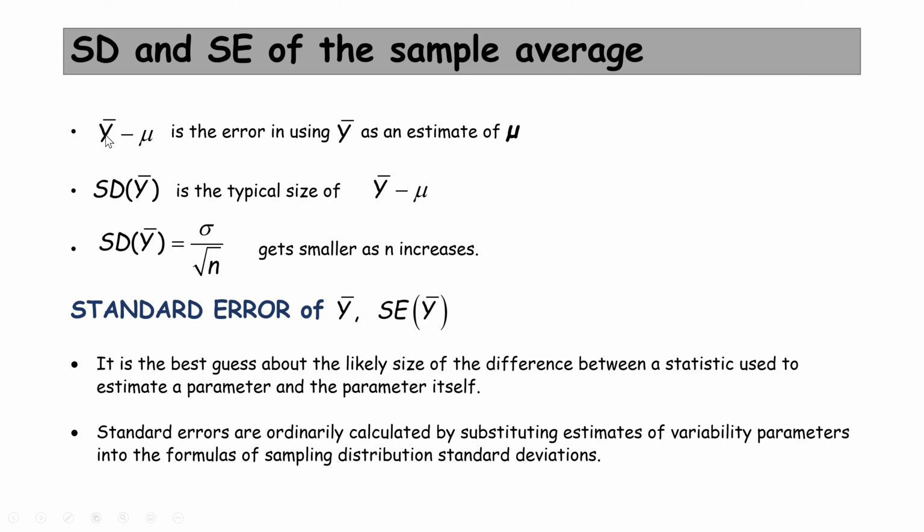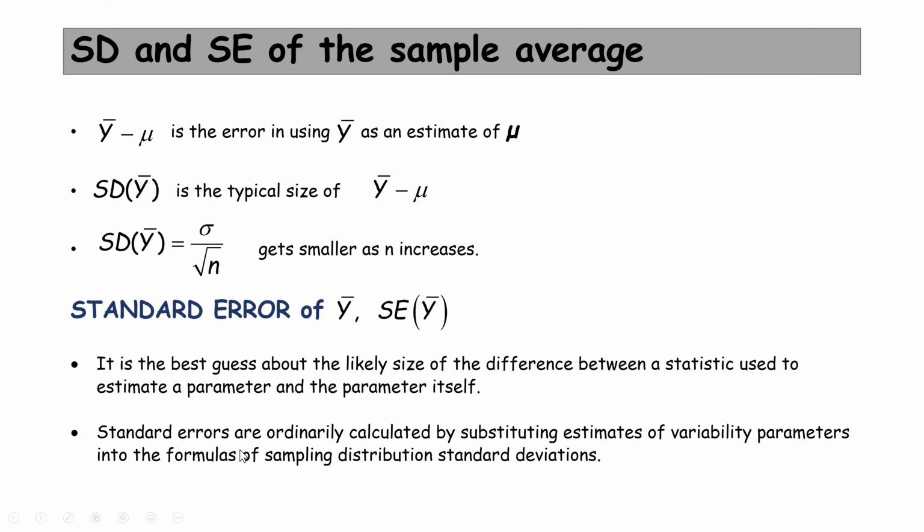Now let's think for a moment, y bar minus mu, what is that? It's the error in using y bar as an estimate of mu. The standard deviation is the typical size of that error, right? It gets smaller because it is divided by the square root of n, so it gets smaller as n increases. The standard error is the best guess about the likely size of the difference between a statistic used to estimate a parameter and the parameter itself.